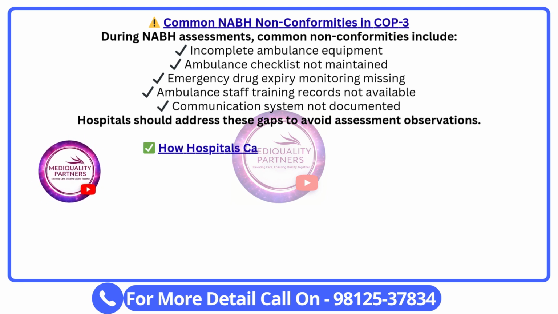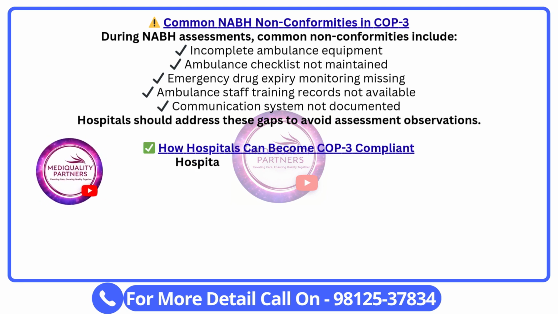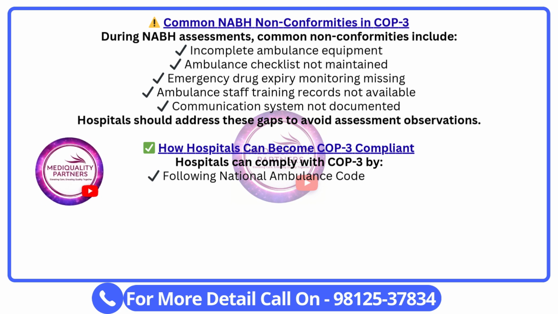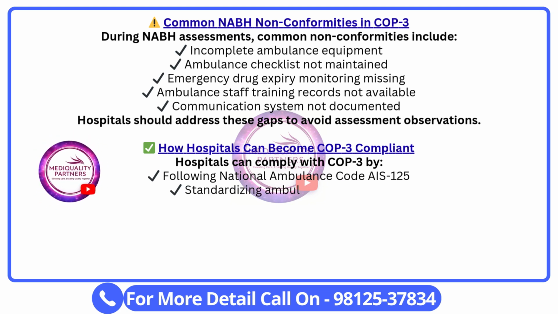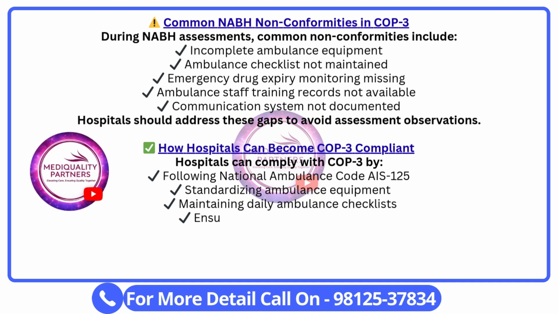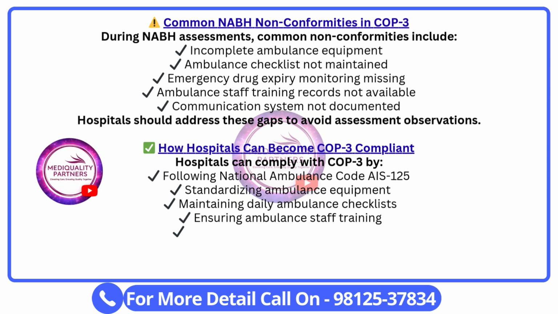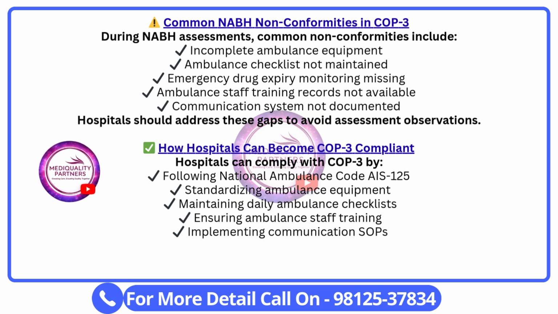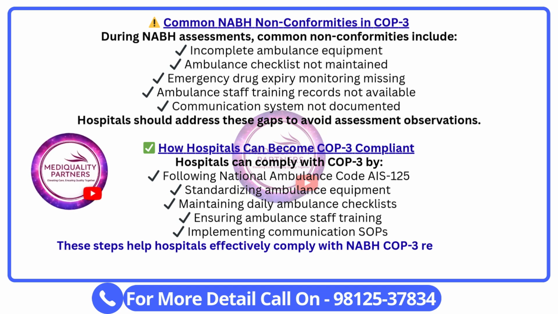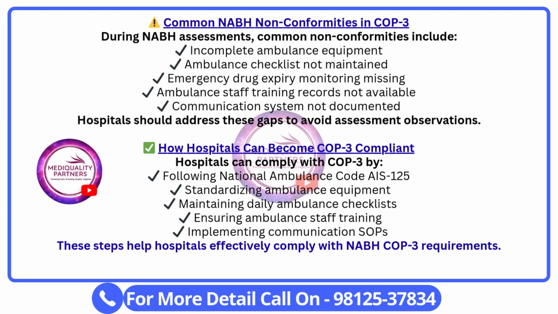How hospitals can become COP-3 compliant. Hospitals can comply with COP-3 by following National Ambulance Code AIS 125, standardizing ambulance equipment, maintaining daily ambulance checklists, ensuring ambulance staff training, implementing communication SOP. These steps help hospitals effectively comply with NABH COP-3 requirements.